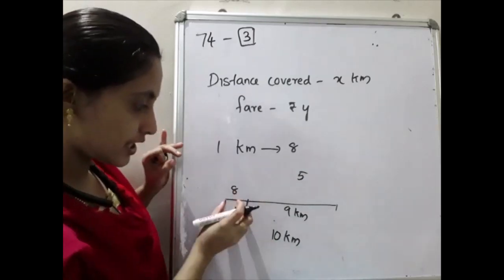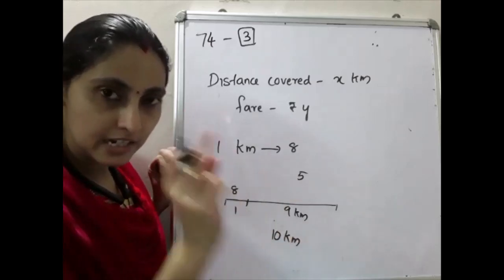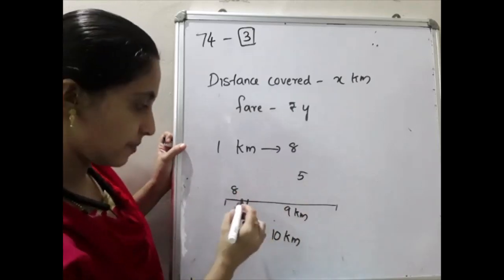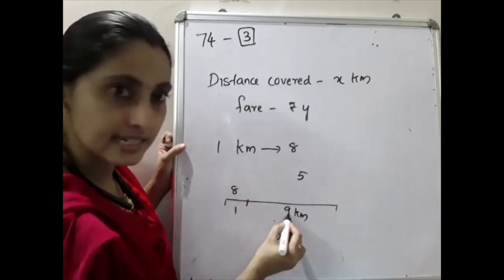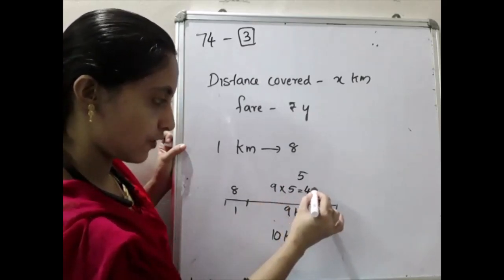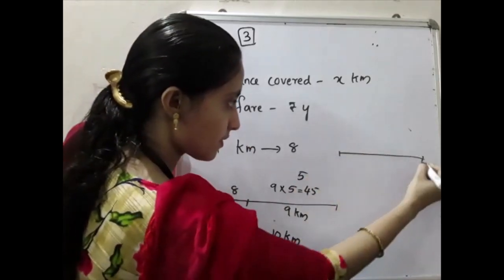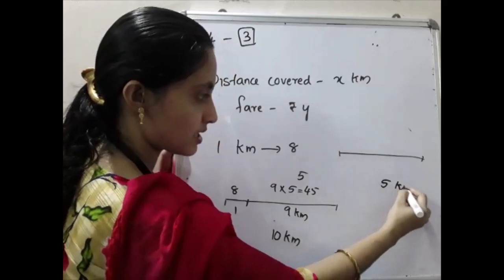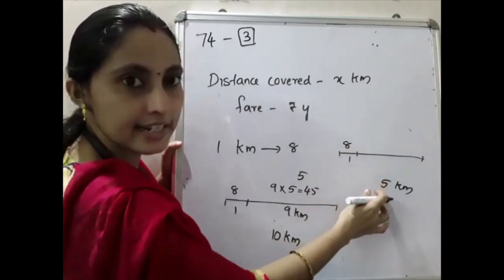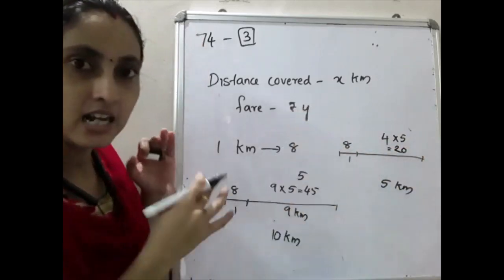So the remaining fare is what? 5 rupees each. Clear? First kilometer it is 8 rupees, then from the next kilometer onwards the charge is 5 rupees per kilometer. So how will you find the total here? First kilometer 8, then remaining is 9, so 9 into 5 is 45. So 45 plus 8 is the total fare. Clear? If it is 5 kilometers, suppose, the first kilometer charge is 8, remaining is 4, so 4 into 5 is 20. 20 plus 8 is the total amount.